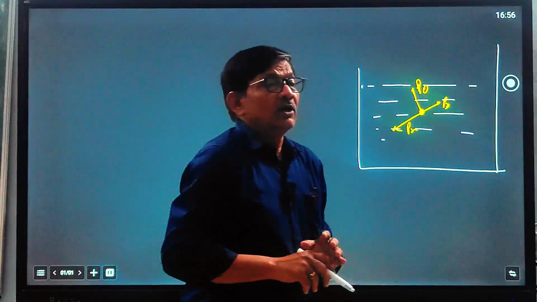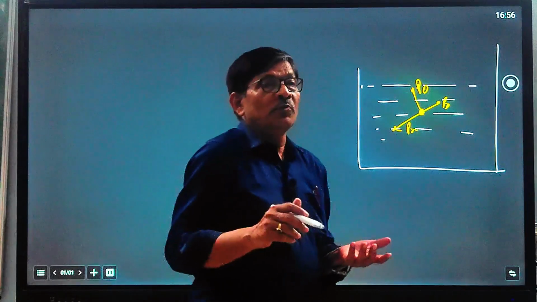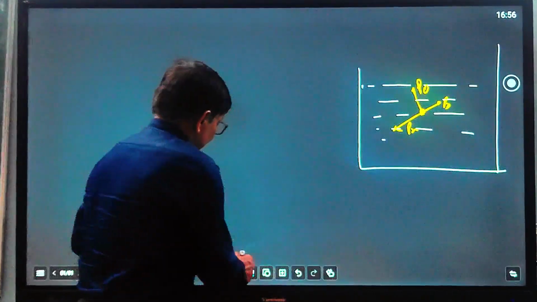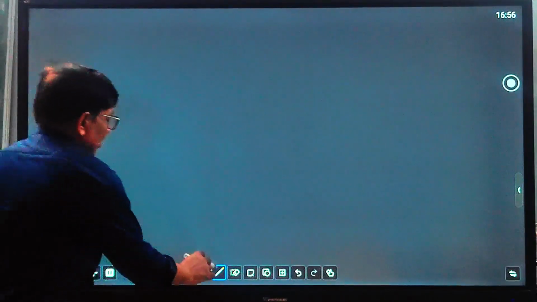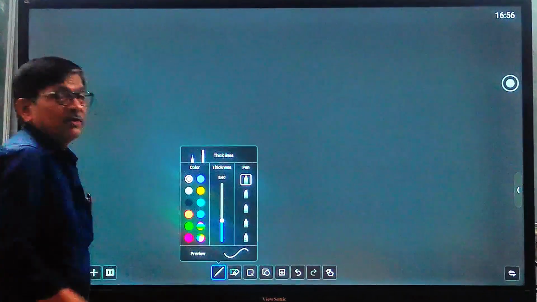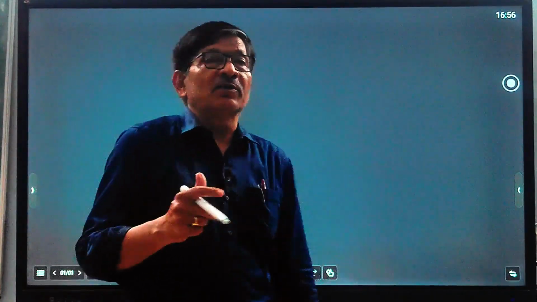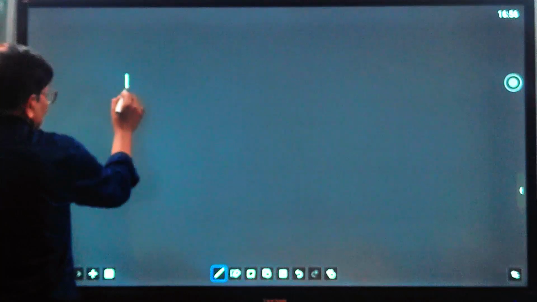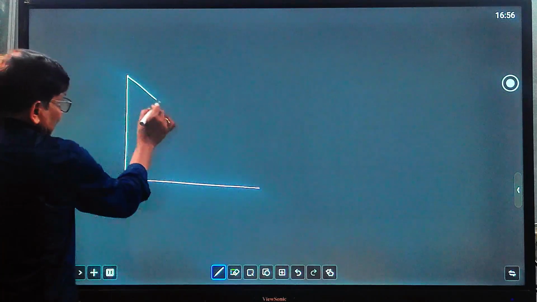So let us see how we derive Pascal's law. Px equal to Py equal to P theta. How can we derive this? Let us take a small triangular wedge, an infinitesimally small triangular wedge. Inside a liquid, this is an infinitesimally small triangular wedge having unit thickness.